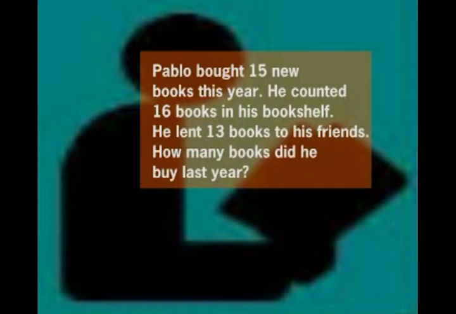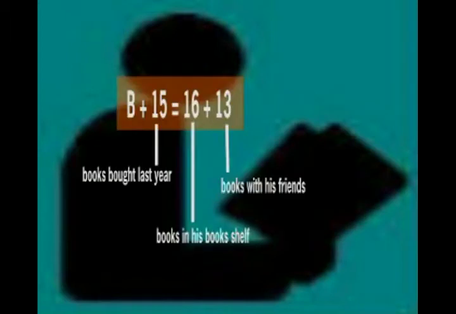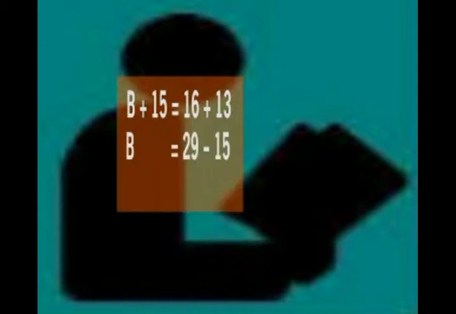Pablo bought 15 new books this year. He counted 16 books in his bookshelf. He lent 13 books to his friends. How many books did he buy last year? Let B equal the number of books Pablo bought last year. B plus 15 is equal to 16 plus 13. B is equal to 29 minus 15. B is equal to 14. Pablo bought 14 books last year.